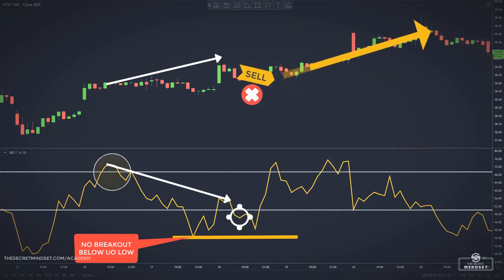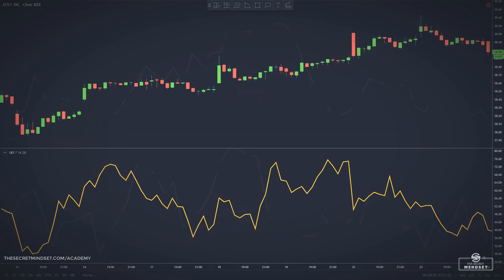So it's up to you to decide which entry you prefer. If you want to be conservative, wait for the divergence high or low to be broken. If you want a more aggressive entry, use the 50 level crossover.